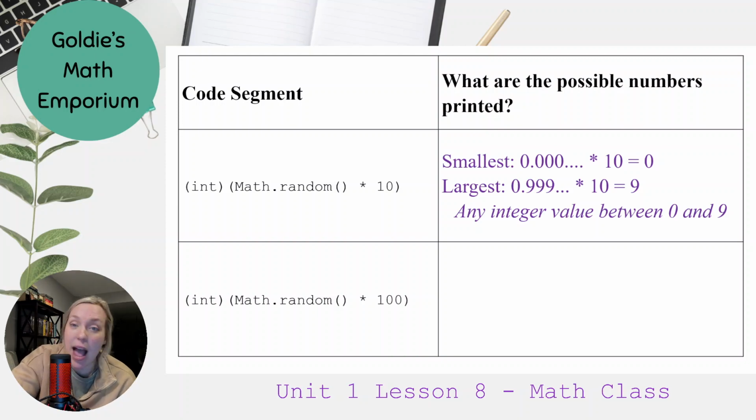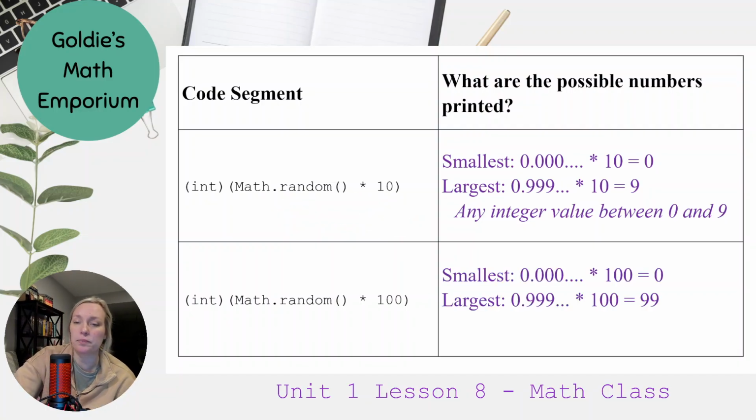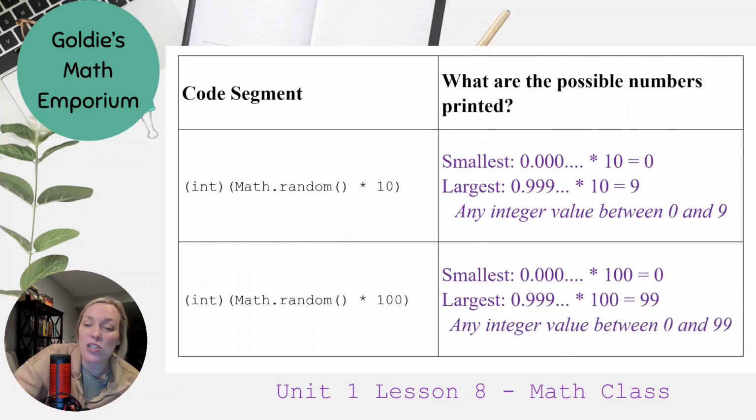Whatever I create here, even if it's like 4.3745, blah, blah, blah, I just casted it, so it's just going to chop off the decimal and give me a 4. That's how I'm going to make any integer value. Same thing here. This goes from 0 to 99 when I cast it. So this is going to give me any integer value between 0 and 99.